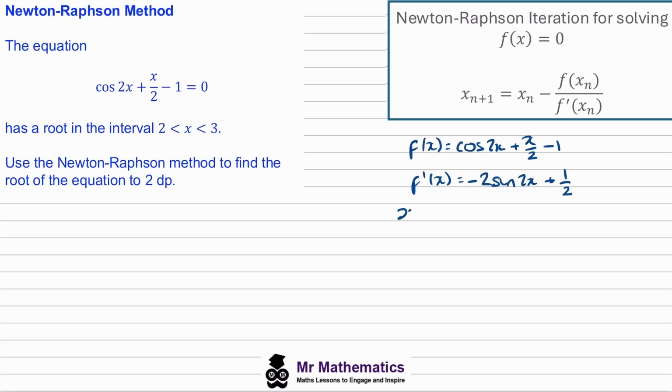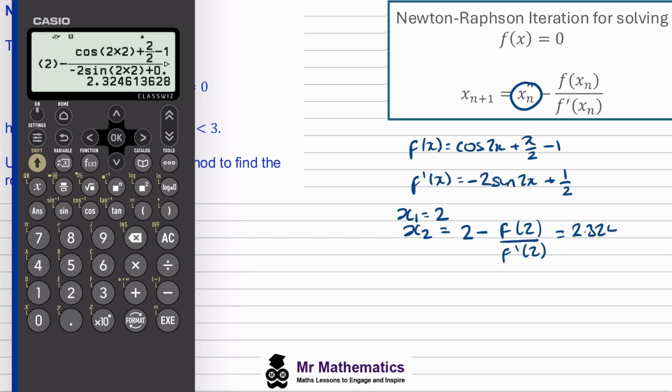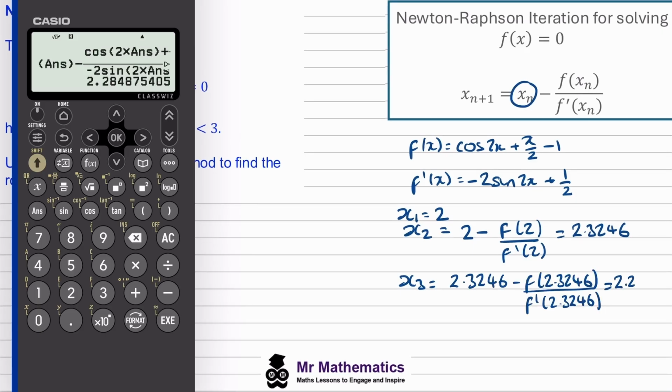So if we begin with letting x1 equal the 2, the start of our range, the first iteration, x2, will be x1 minus f of x1 over f prime of x1. And this works out to be 2.3246. So x3, now we'll substitute in x2, and we get 2.2849.